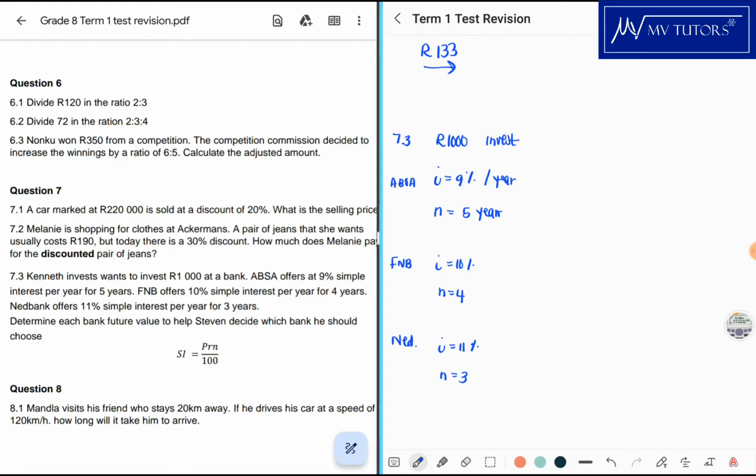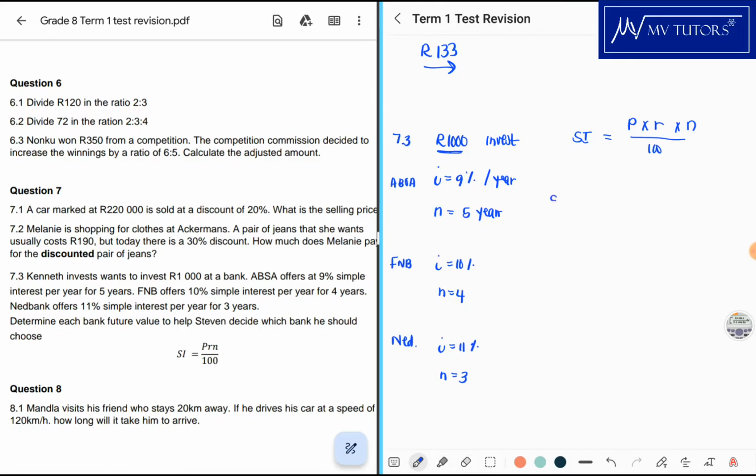So you already have the formula. Simple interest is equal to the principal value, which is 1,000 Rand, multiplied by the interest rate R, multiplied by the number of years N, and you divide all of that by 100. What you need to do is plug in the values.